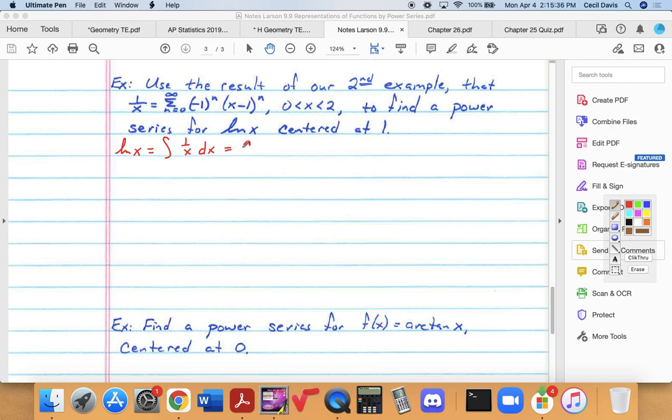So this is going to be some constant plus the summation as n goes from 0 to infinity. Remember, when we do an integral, we don't lose any terms. In fact, we add a constant. The negative 1 to the nth has nothing to do with the x, so it just stays. Here, we will add 1 to the power. So it's x minus 1 to the n plus 1 divided by the new power, n plus 1.